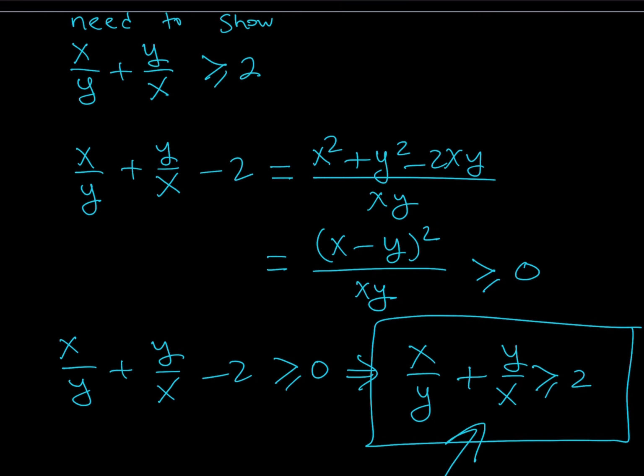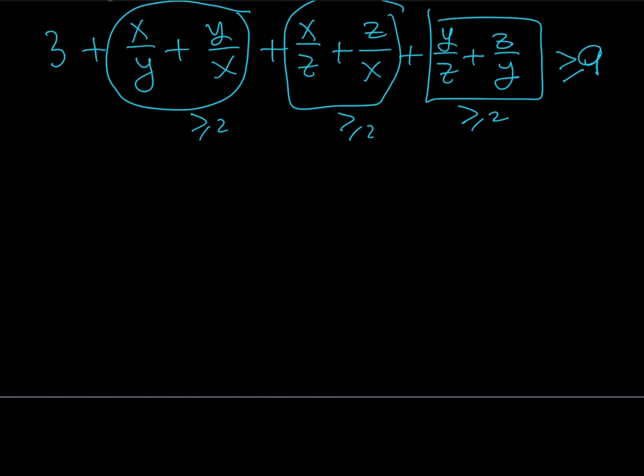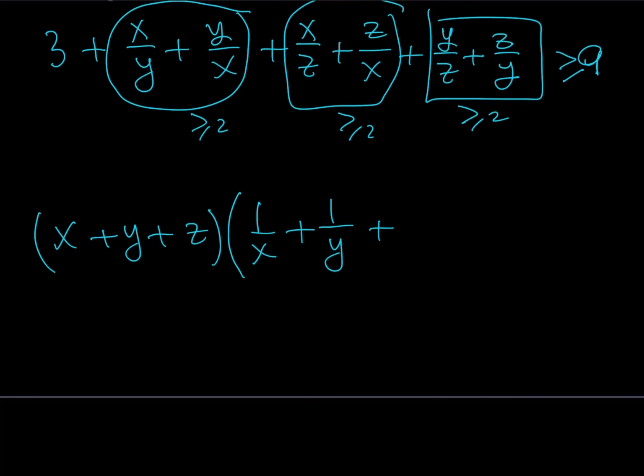Which means that my original expression, because everything can be reversed here, is the one that gave us this after we distributed, and it happens to be greater than or equal to 9. So this inequality needs to be greater than or equal to 9. And this concludes the second method.